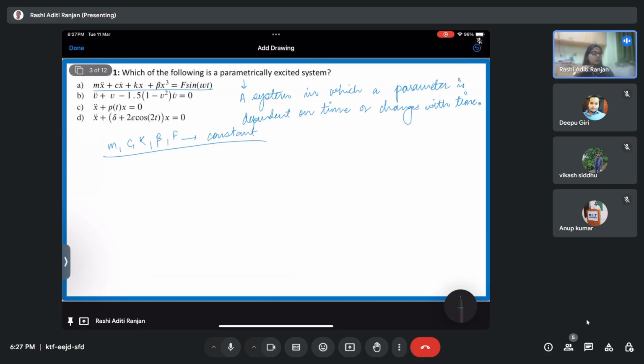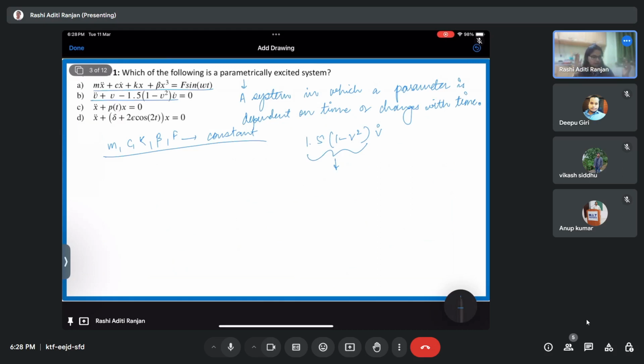The first one, we know it is a force excited Duffing oscillator. Coming on to the second, if you remember this, this is nothing but our van der Pol equation, right? So definitely it is not a parametrically excited system. However, there is one thing that is important to understand: here there is a multiplication of two variables. See here, we have 1.5 (1 minus v square) into v dot. So whatever has been multiplied with v is actually changing with time, but it is dependent on the state space coordinate v.